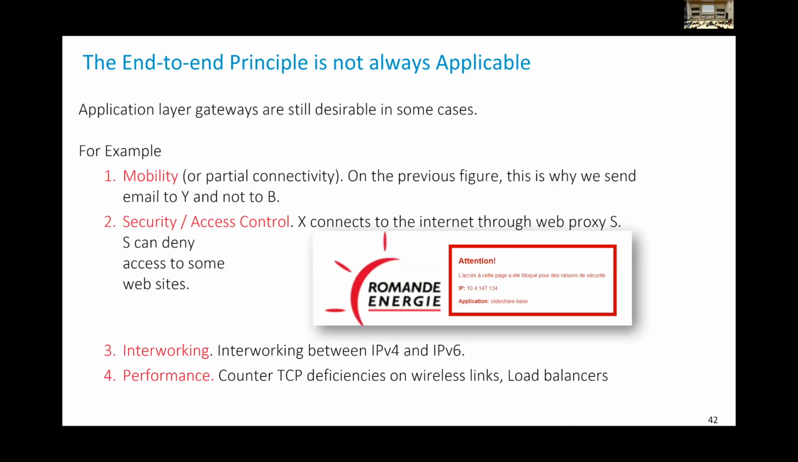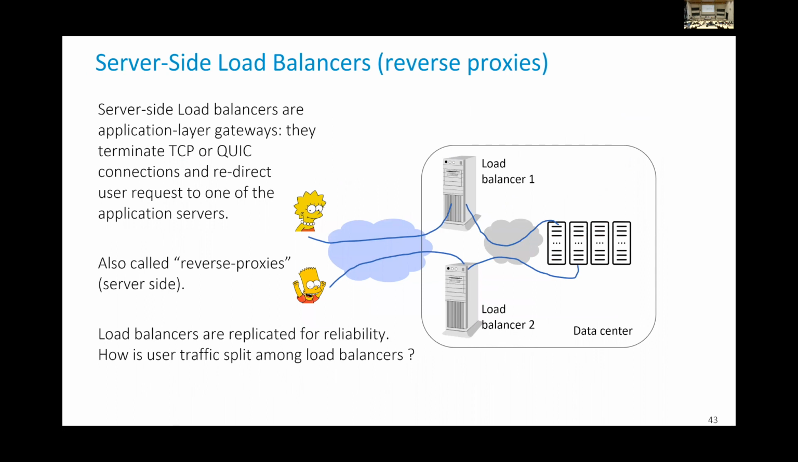We will see several uses of application layer gateway, but here is one which is very frequently used. It's the equivalent to the web proxy or HTTP tunnel that I mentioned before, but on the server side. Assume you're running a data center, so you have an interface to the outside. People can connect to your data center. For example, you're Google.